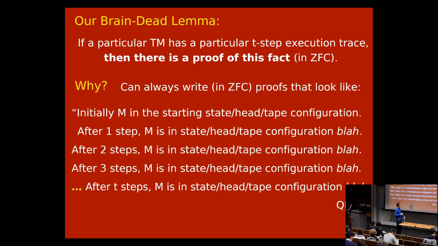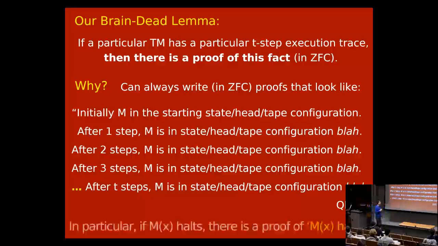So why is this true? Well, you can always write a brute force brain dead proof with the configurations, where the first line of my proof is, by definition, this is the starting configuration of the Turing machine. The second line is, by definition, after 1 step, you're in this configuration. By definition, after 2 steps, you're in this configuration. And you could just write out a proof with t+1 lines in it, and that would be the proof.